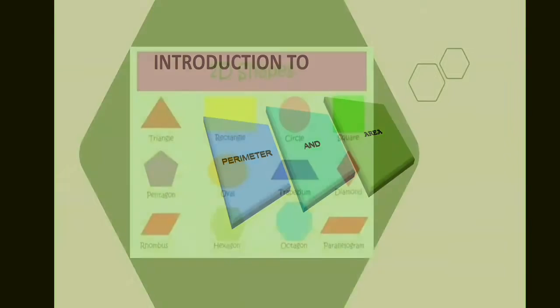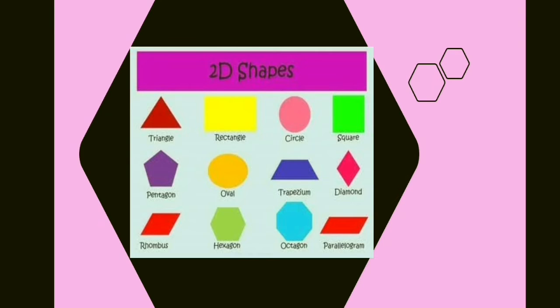So in this video, we can have an introduction about perimeter and area. Well, before going into the definition of perimeter and area, let's have a recap about the shapes. So we know that there are a lot of 2D shapes, that is two-dimensional shapes like triangle, rectangle, circle, square, pentagon, oval, trapezium, diamond or rhombus, hexagon, octagon and parallelogram. So we have a lot of 2D shapes we have seen in the last class.